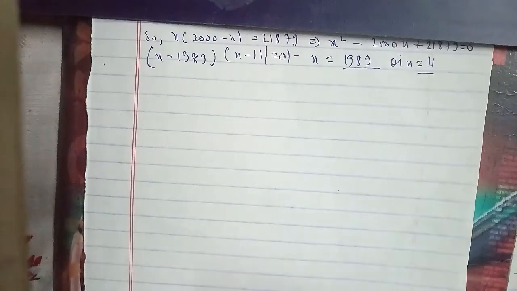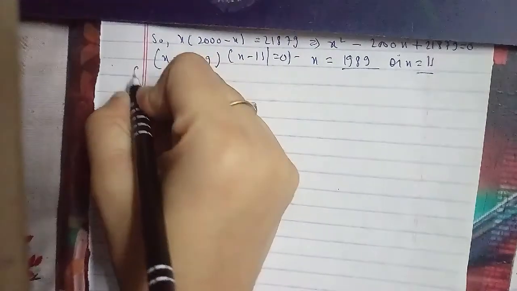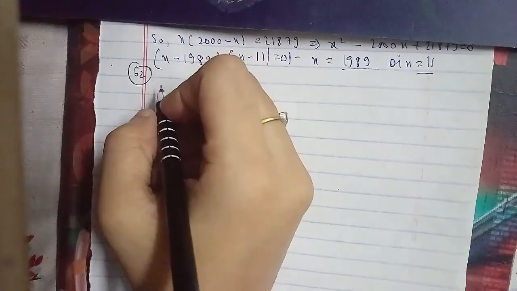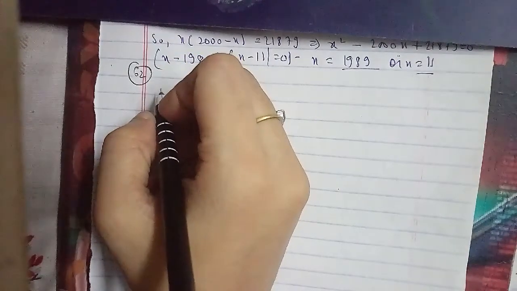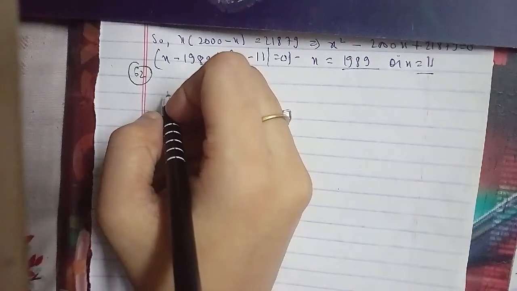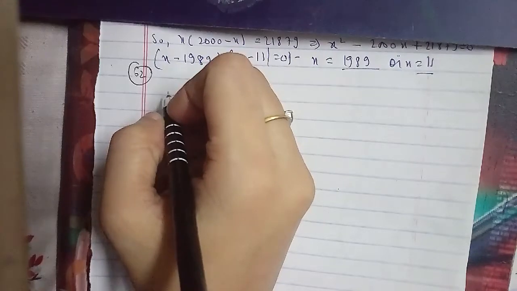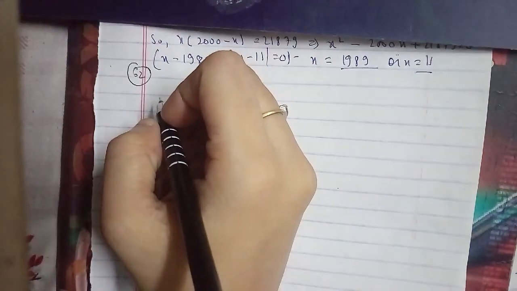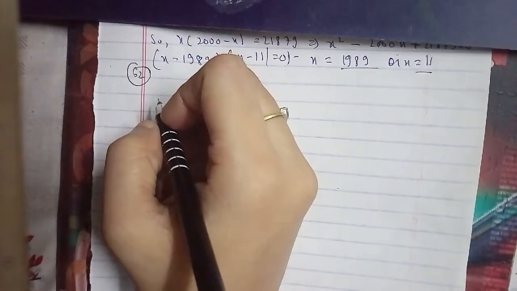62nd question of the session: the HCF and the LCM of two numbers are 84 and 21 respectively. If the ratio of the two numbers is 1:4, then the larger of the two numbers is, which has been asked in the math examination paper. The options for this are 12, 48, 84 and 108. So here we go.